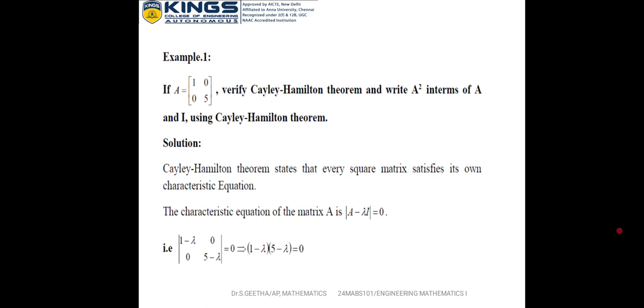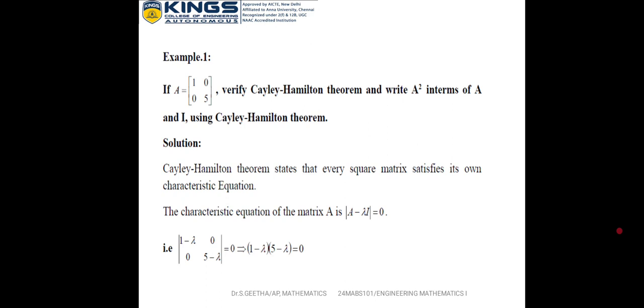Example 1. If A is equal to [1, 0; 0, 5], verify Cayley-Hamilton theorem and write A square in terms of A and I using Cayley-Hamilton theorem. Solution. First we write the statement of Cayley-Hamilton theorem. Every square matrix satisfies its own characteristic equation.